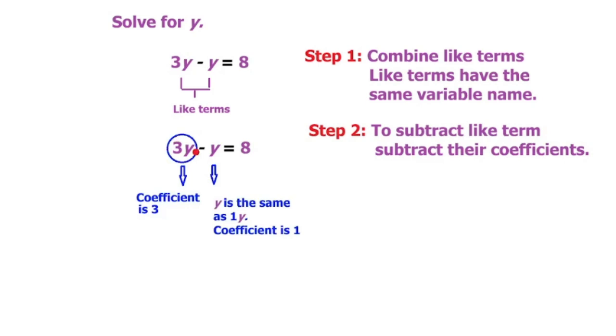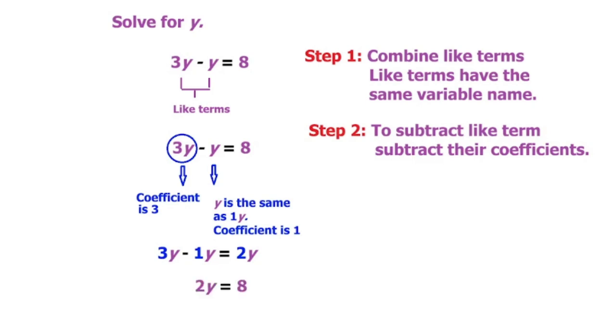And for this term, the coefficient is 3. And for this one, y is the same as 1y, so the coefficient is 1. So now we subtract the coefficients, right? 3y minus 1y equals 2y, right? 3y minus 1y is 2y. That's what we have when we subtract those.